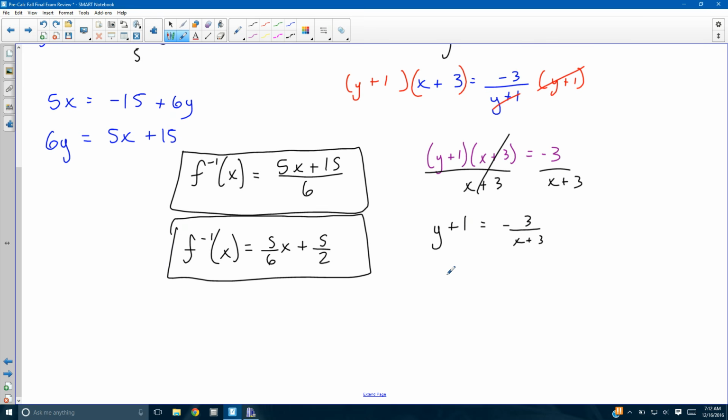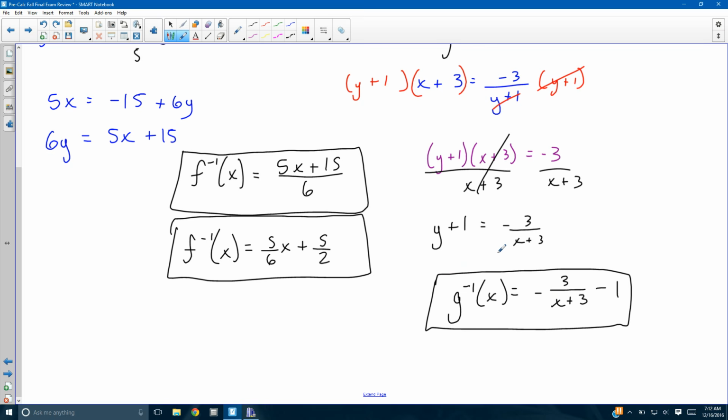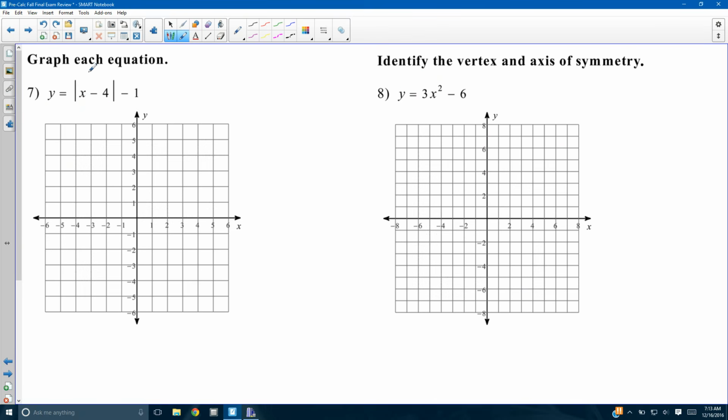Subtract 1, we get y equals, or inverse function. Oh, sorry, inverse function is g this time, right? Inverse function of x equals the opposite of 3 over x plus 3 minus 1 after subtracting 1 there. Okay, and that's what the answer says as well. Let's keep moving on. Number 7, graph each equation.